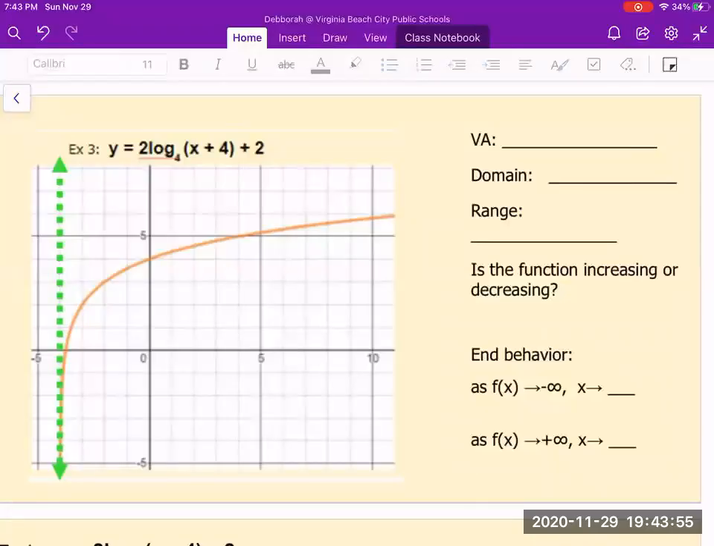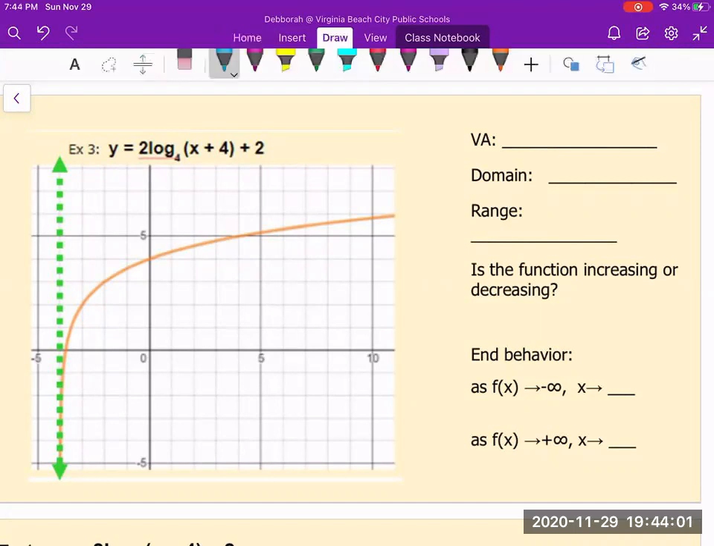Now that we have our graph drawn, we can answer the rest of the questions. So we already found the vertical asymptote. We needed that when we graphed it. So that was x equals negative 4. So remember that the vertical asymptote is x equals h. All right, which means that our domain must be all the x values greater than negative 4. So x is greater than negative 4.